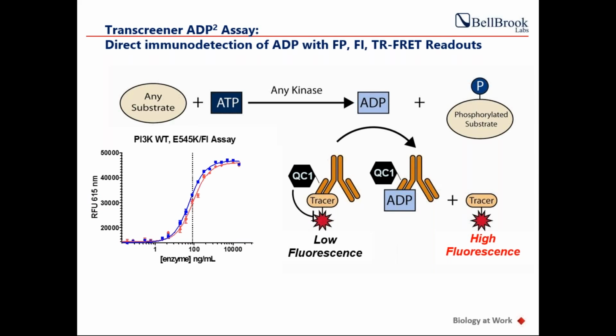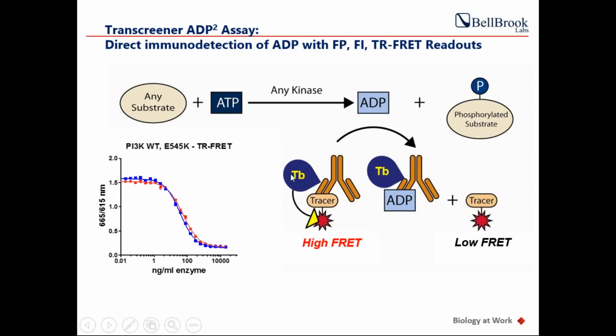We just have different formats in terms of what we conjugated to the antibody. So for fluorescence intensity detection, we have a quencher that's attached to the antibody, so that the tracer is quenched when it's bound, and when it's displaced by ADP, then you get an increase in fluorescence. With the TR-FRET assay, we have a lanthanide chelate that's attached to the antibody. So we have a FRET that occurs between the chelate and the fluor on the tracer. When that's displaced by ADP, then you have a decrease in the FRET value. So the assays all work essentially the same.